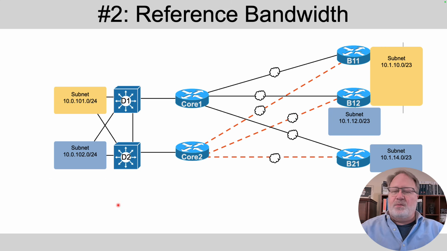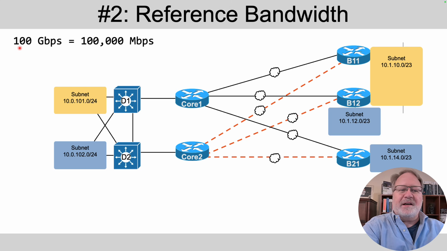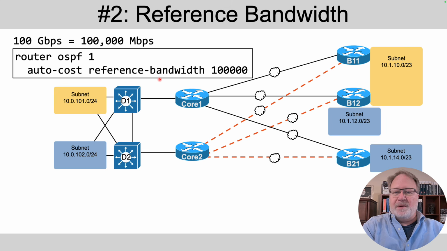All right, so starting with the reference bandwidth, here's the deal. The instruction said to make it match the same speed as a 100 gig link. And it turns out the reference bandwidth unit is in megabits per second. So 100 gigabits per second is equal to 100,000 megabits. So the number you configure in the auto-cost reference-bandwidth command in OSPF config mode is 100000, meaning 100,000 megabits, and you don't put a comma in there or it will be rejected based on syntax.